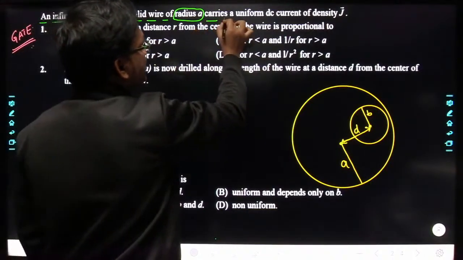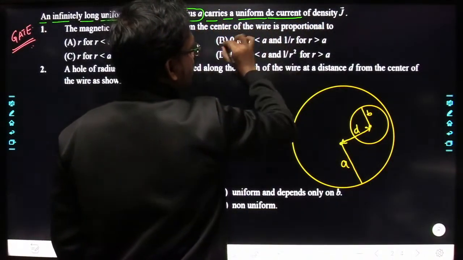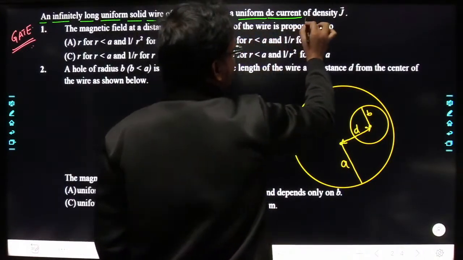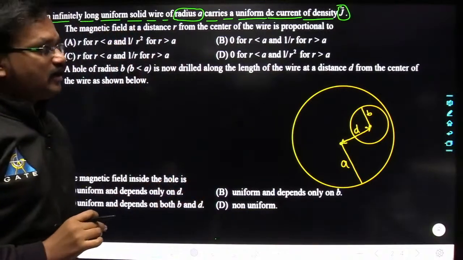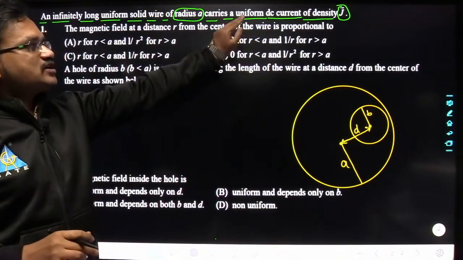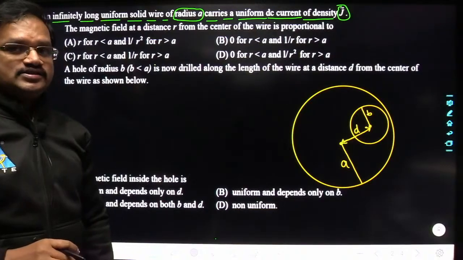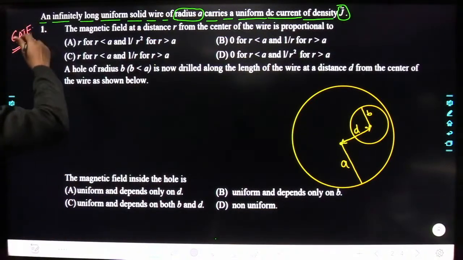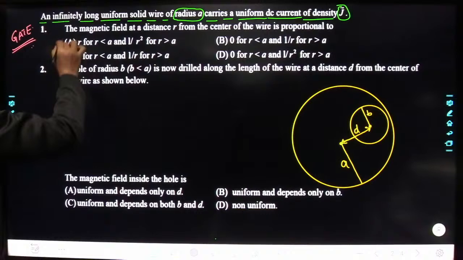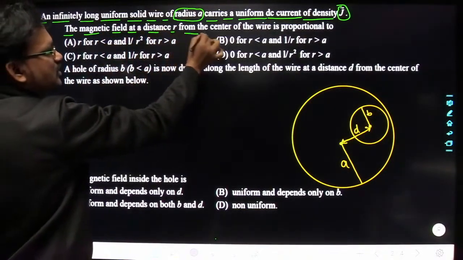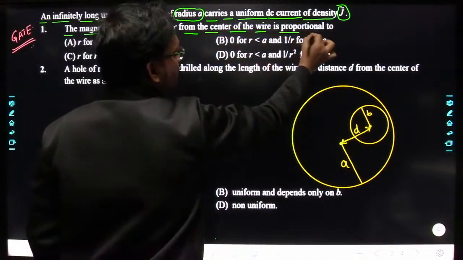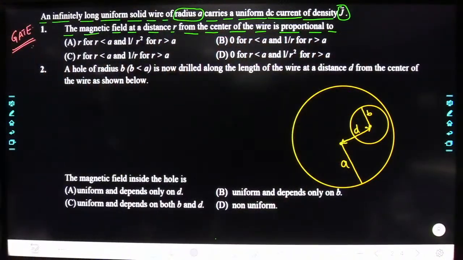So it carries a uniform DC current of density J. That means they have given the current density. And what they are saying here, this current density is uniform current density. Understood? Okay. So then in the first question they are asking that the magnetic field at a distance r from the center of the wire is proportional to.